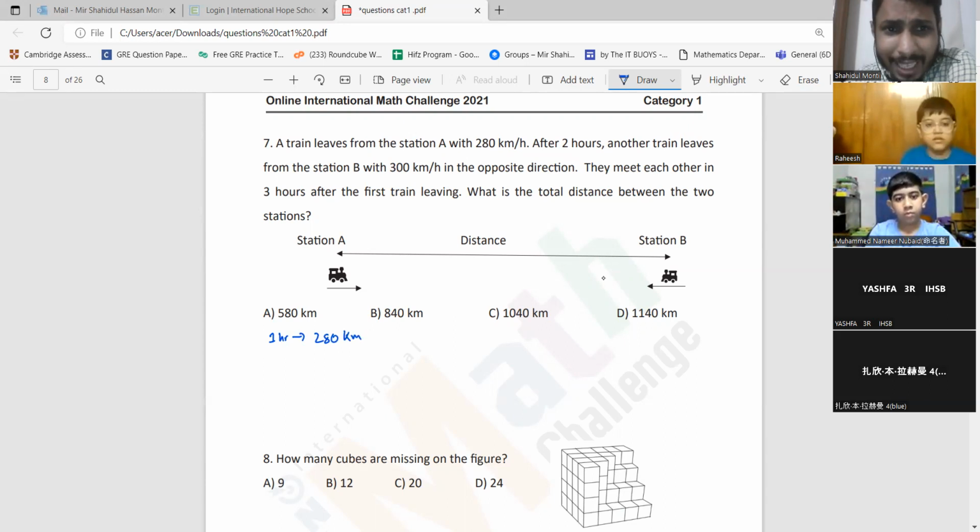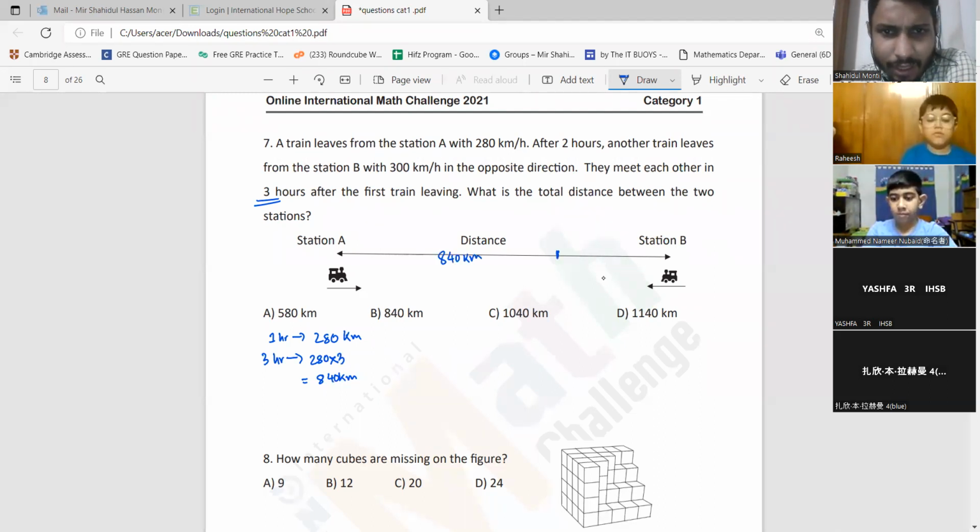Now, train A has traveled for 3 hours. They meet each other 3 hours after the first train leaves. So in 3 hours, train A has covered 280 multiplied by 3, which is equal to 840 kilometers. Let's say this is the meeting point. So train A has traveled 840 kilometers.